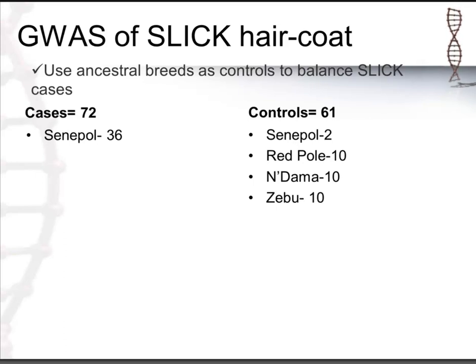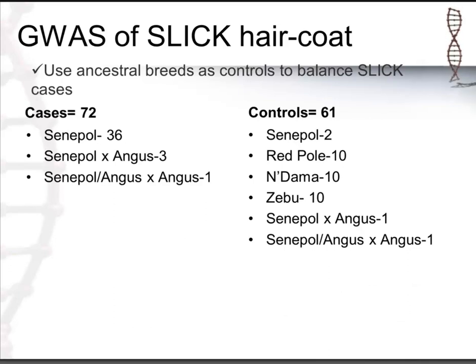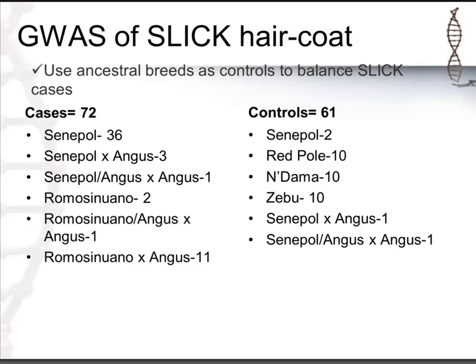But we had a number of other animals to access for this study as well. From the earlier breeding studies, we had Senepol Angus crosses and backcrosses, where the slick hair coat was segregating, so we had a few in each group. We also had the slick-coated Romo Sinuano, only a few of those, but we had crosses between Romo Sinuano and Angus. These are the slick hair coat with a few of them in the non-slick, but then we also brought in non-slick Angus as controls.